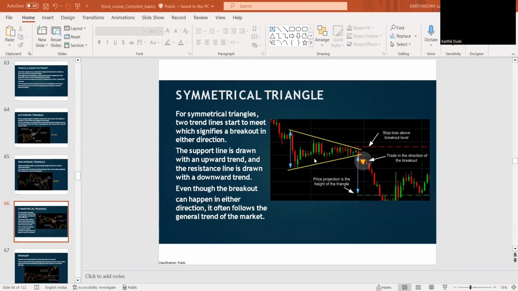Symmetrical triangle. The symmetrical triangle has two trend lines, but here it keeps narrowing down. It will be quite symmetrical from the up to down and the down to up. So even this gets broken on either side. Whichever side it breaks, you need to measure the length and mark the target. They have just given multiple triangle patterns, but obviously you just need to draw a line.